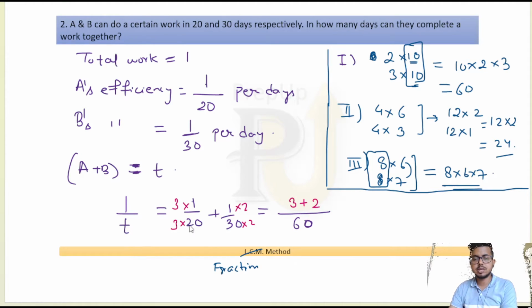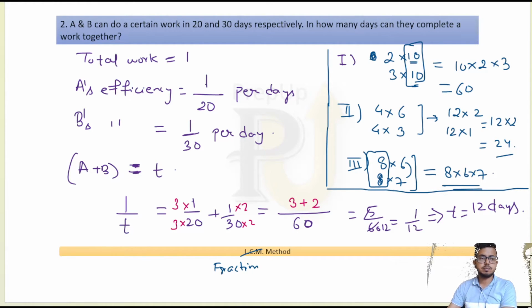Why did I do that? Because this 3 should cancel out, and this should lead to 1 upon 20 again. The original number should always be there when we backtrack. Now we have 5 upon 60, and we can cancel this out. I would get 12 here, so 1 upon 12. Now the total time taken would be 12 days. The total time taken would be 12 days. Fine. I hope the fraction method is clear.